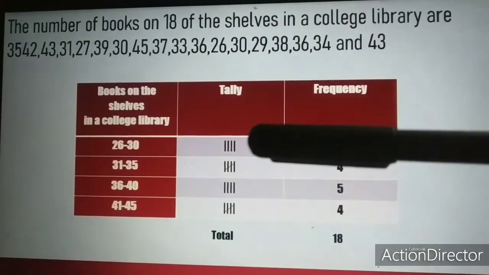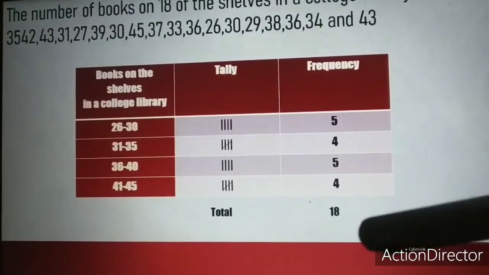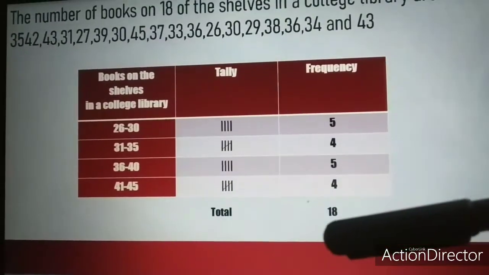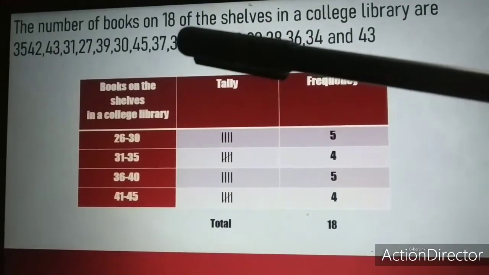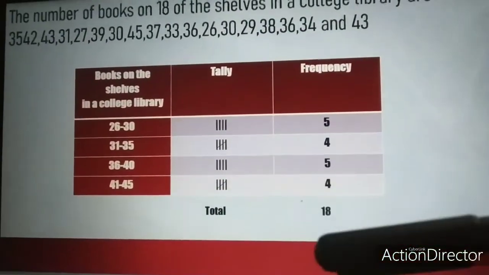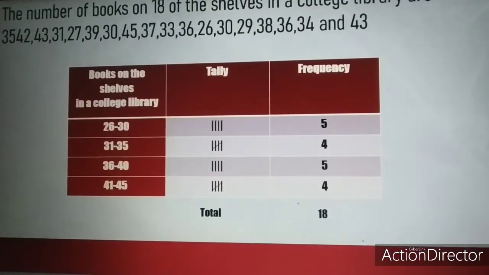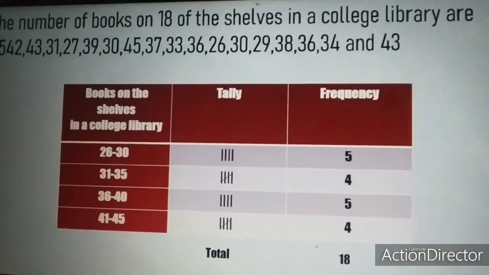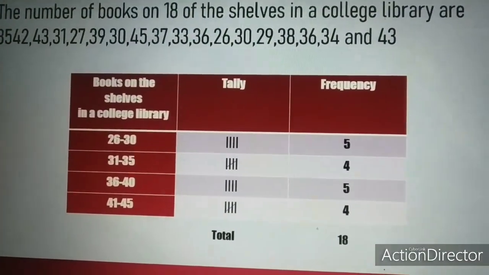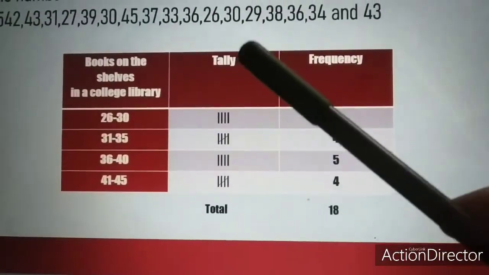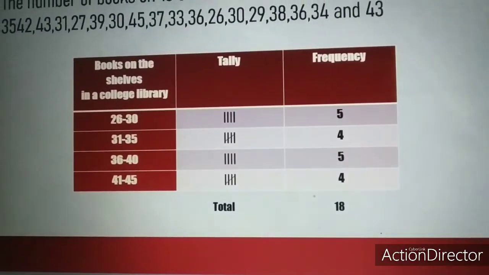After 4 tally marks you put one cross to make a block of 5. So add the frequencies, and the total should tally with the given total in the sum. The number of books on 18 shelves is given, so your total should also be equal to 18 over here. So this is how you enter the grouped frequency distribution table. Hope you have understood. This table is about the discontinuous one. Next we will see the continuous distribution table.